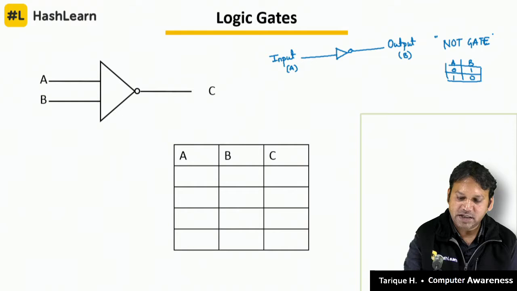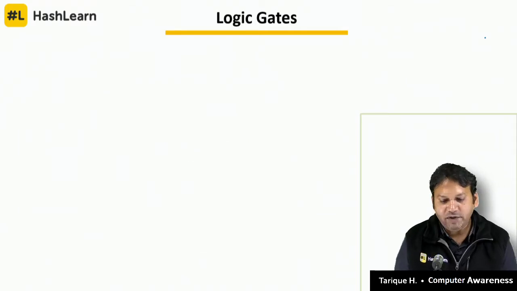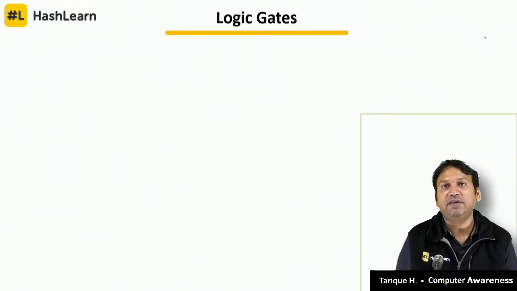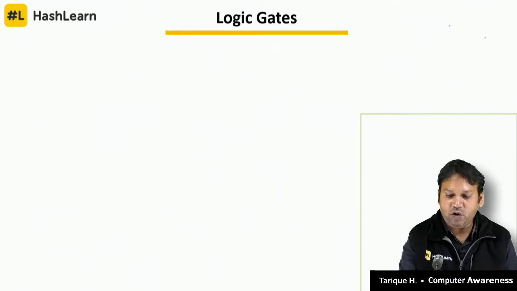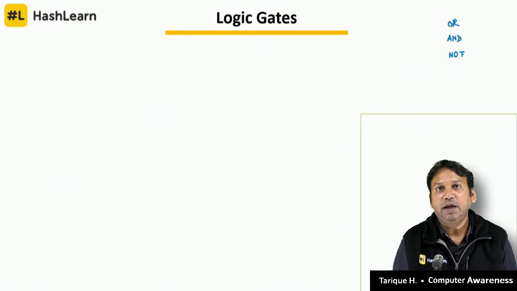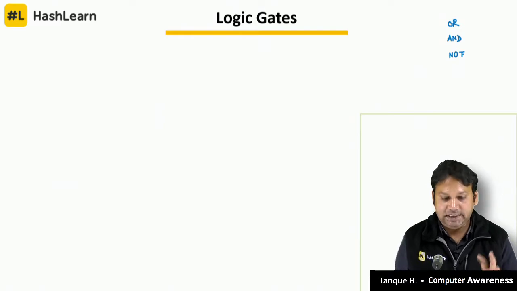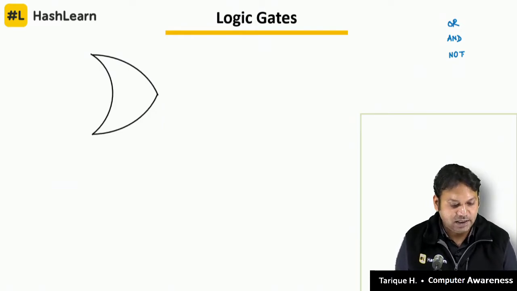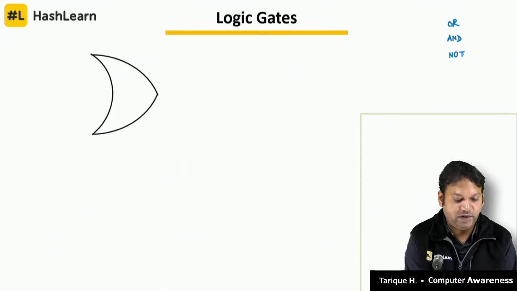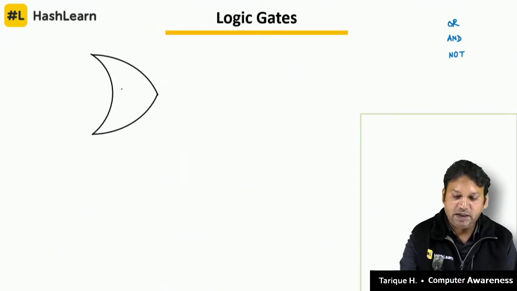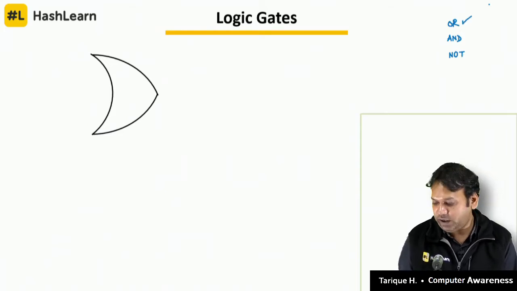What is the name of this gate? NOT gate. Now how can we combine these gates together? We have seen 3 gates till now: one is the OR gate, one is the AND gate, and one is the NOT gate. These are the 3 logic gates we have seen so far. Now how can we combine these gates? Let's say I take the OR gate. You can very clearly see that the gate on the screen here is the OR gate.